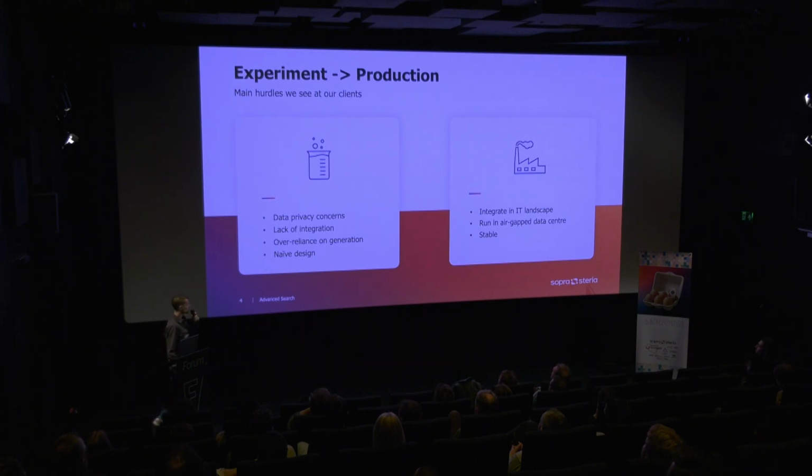So at Sopra Steria, we're a consulting company, so we build a lot of these RAG applications at clients. So what we do is both proof of concept work and bringing these concepts to production. And what we often find is that clients of ours have a lot of data privacy concerns, so they really prefer not to send all their data to the public cloud. They also often encounter a lack of integration with these proofs of concept. So an information retrieval system really only gets useful when you have access to a lot of information, because otherwise the whole point of it fades quite quickly. We find that often these proofs of concept can have an over-reliance on generation, and a design that is really, I call it naive here, but it's really focused on quickly showing a point.